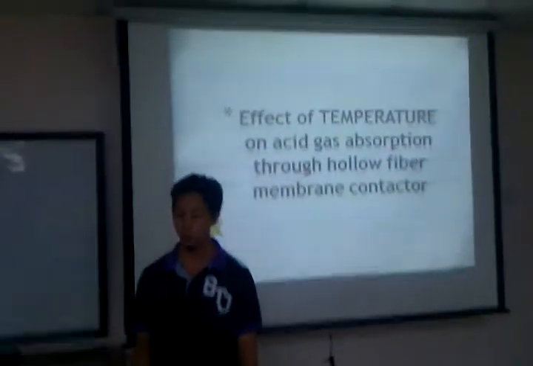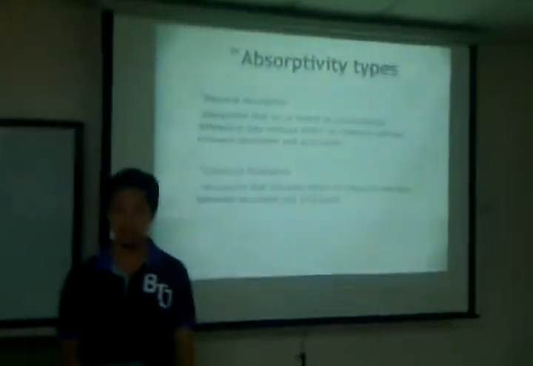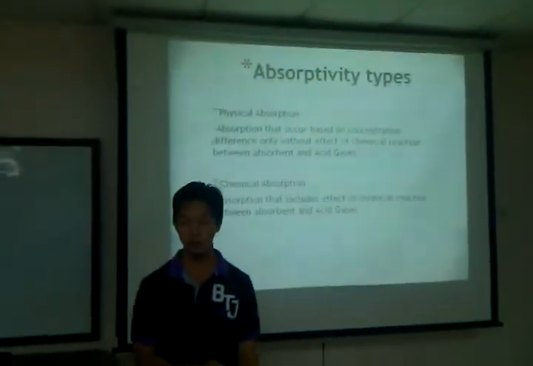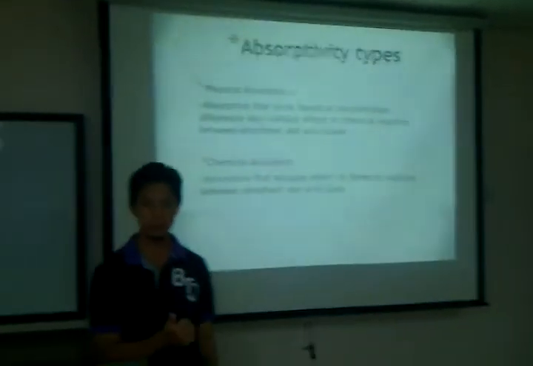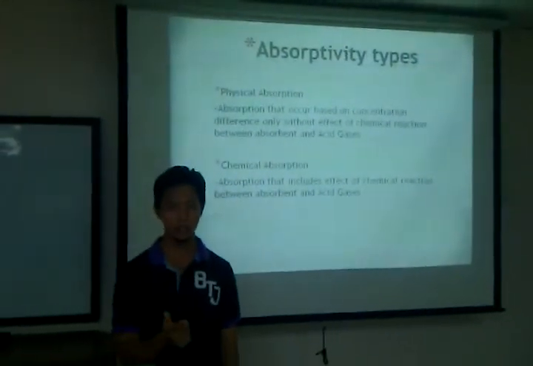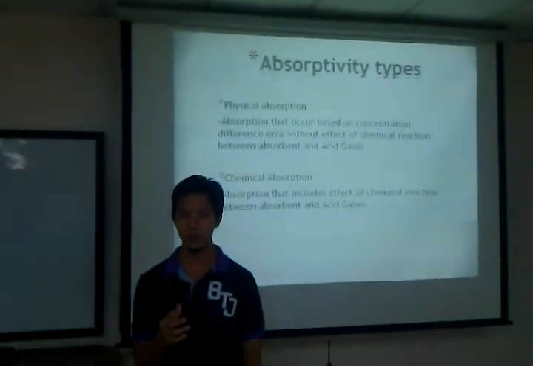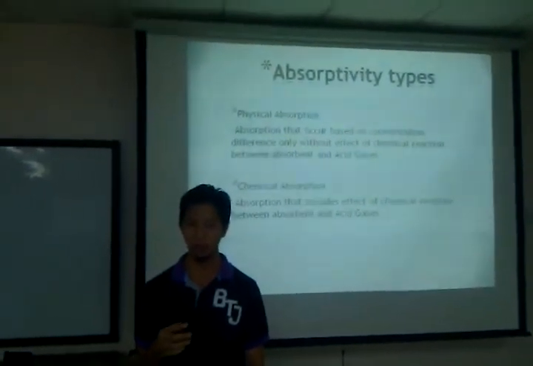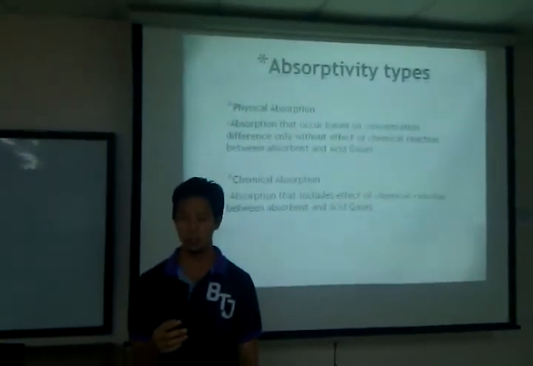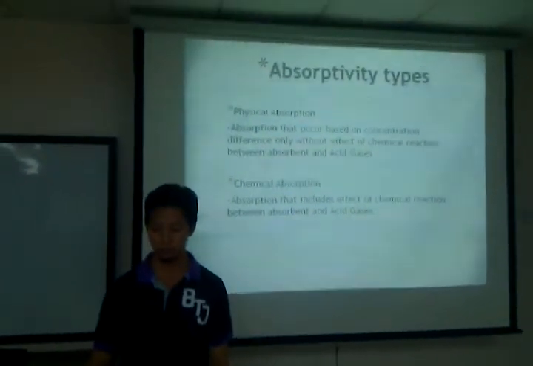I will continue to explain the effect of temperature on acid gas absorption. First of all, we must know that there are two types of absorption. The first one is physical absorption and the second one is chemical absorption. Physical absorption is an absorption without including the effect of chemical reactions. For chemical absorption, the absorption includes the effect of chemical reactions.